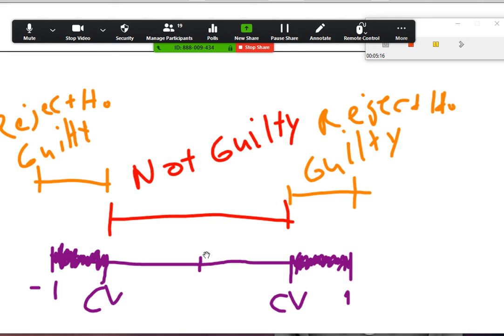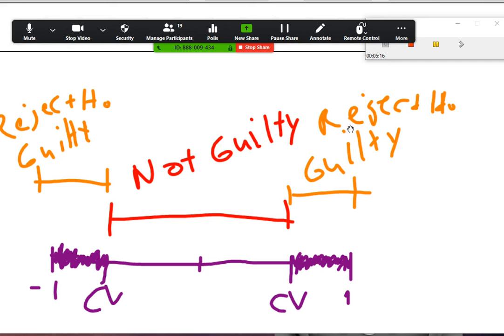And then you can put a notch in the middle if you want for where your 0 is. Okay, so again, line, and you're going to have your critical value here, shade to the outside, negative critical value here, shade to the outside. These are your rejection regions. If you're beyond here or beyond here, then you're going to reject H naught and you're guilty.